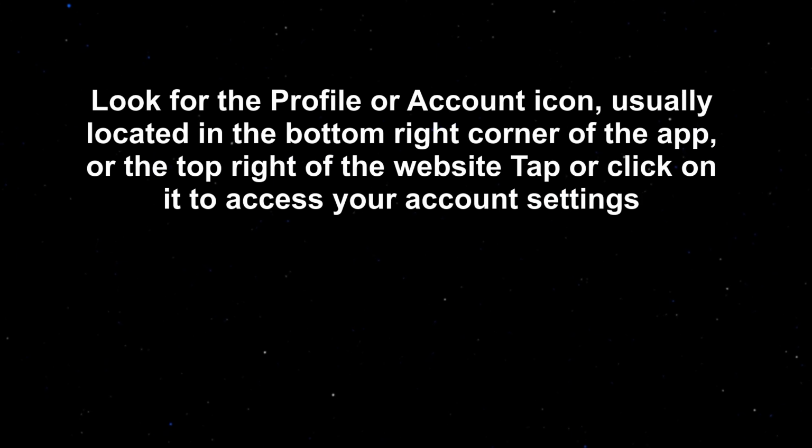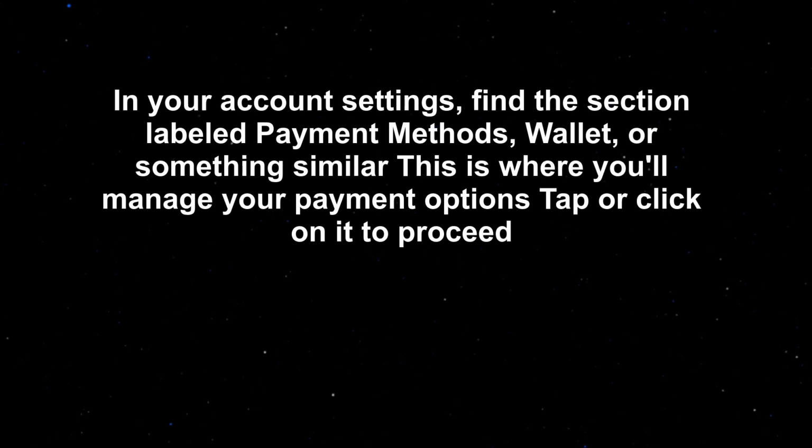Look for the profile or account icon, usually located in the bottom right corner of the app or the top right of the website. Tap or click on it to access your account settings. In your account settings, find the section labeled Payment Methods, Wallet, or something similar. This is where you'll manage your payment options. Tap or click on it to proceed.